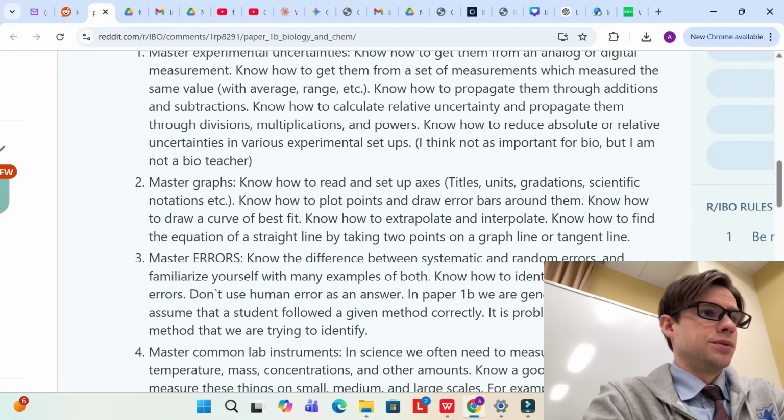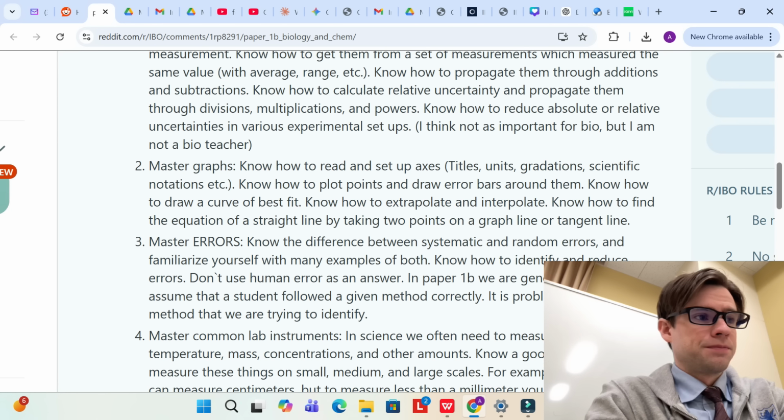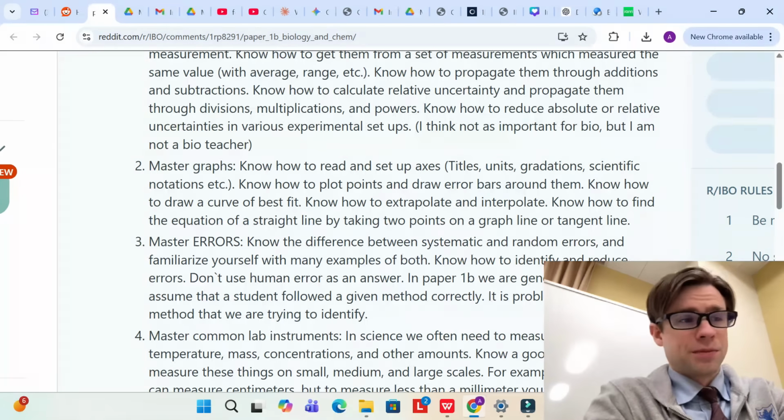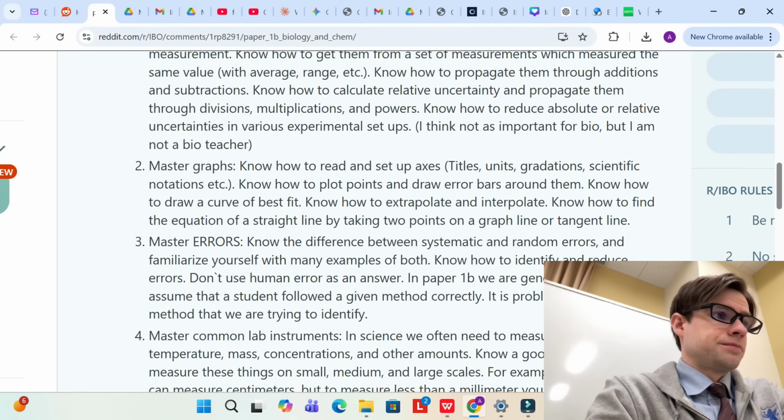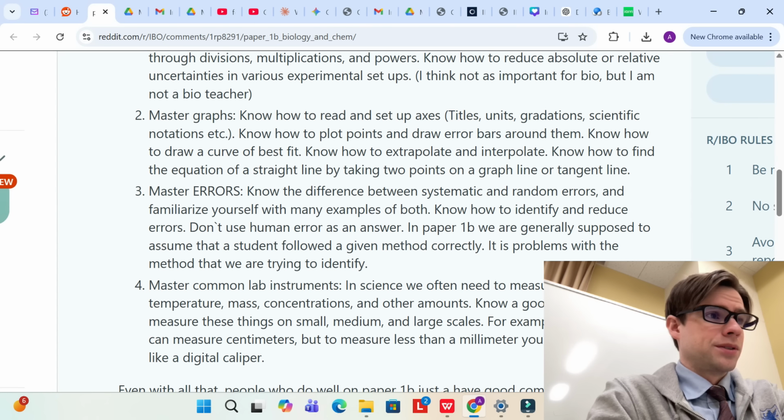Know how to reduce your uncertainties. Often it's a question like, how could this person reduce their uncertainties and random and systematic errors? Think about how you would do that in pretty much any situation. There's always things you might be able to do.